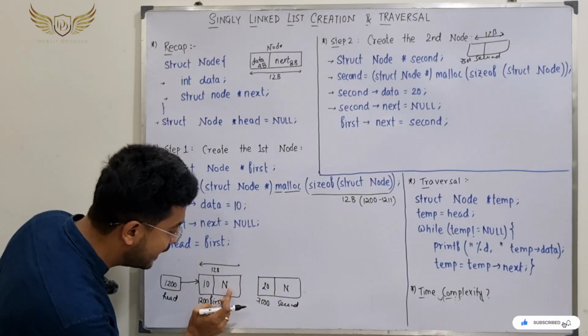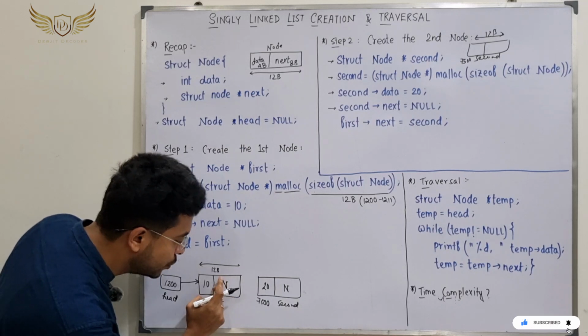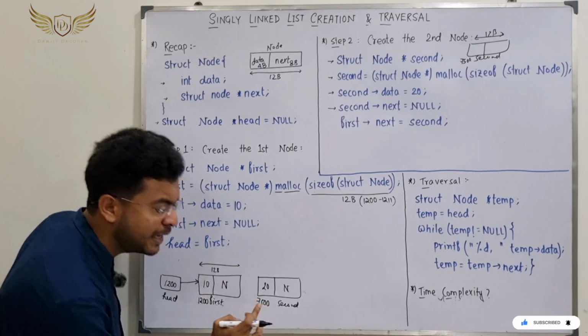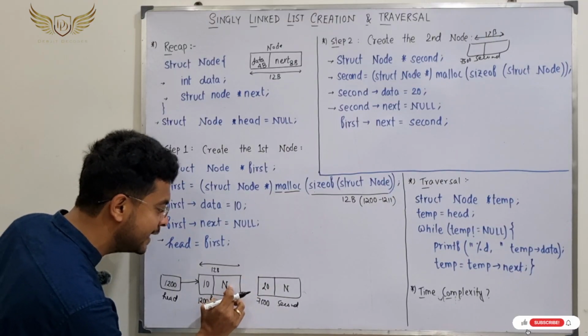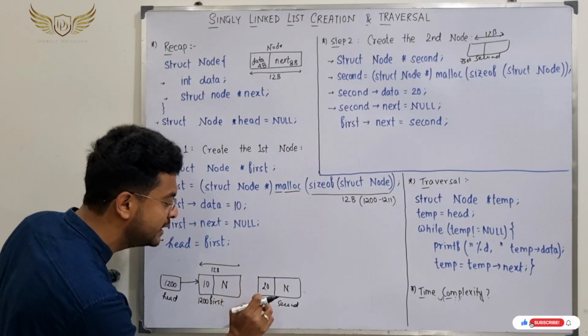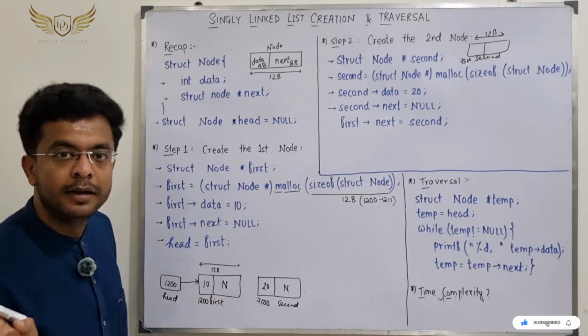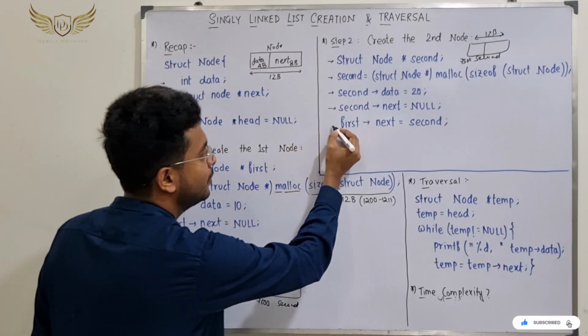We need to make sure that the null of the first node will be replaced by the address of the second node. If we can give the address of this node here, that means it is saying that after this, go to this memory location. So it will be connected. Correct? That's exactly what we are doing.